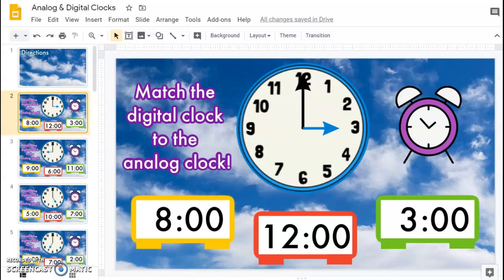What you're going to do is look at your analog clock and decide what time that shows. Then you need to move your purple alarm clock over top of the digital clock that matches that time.